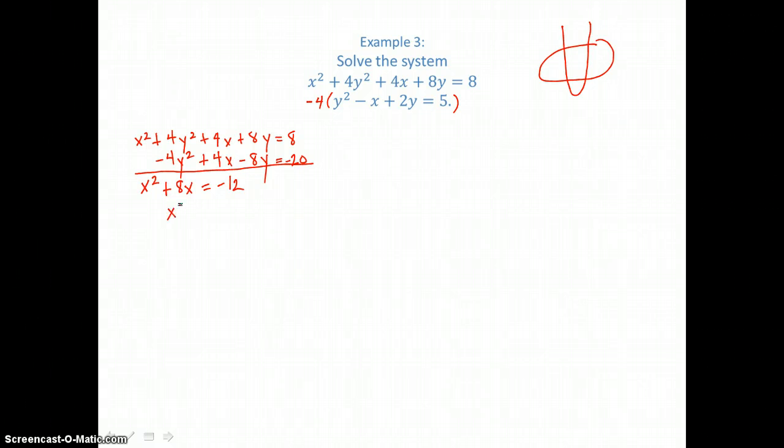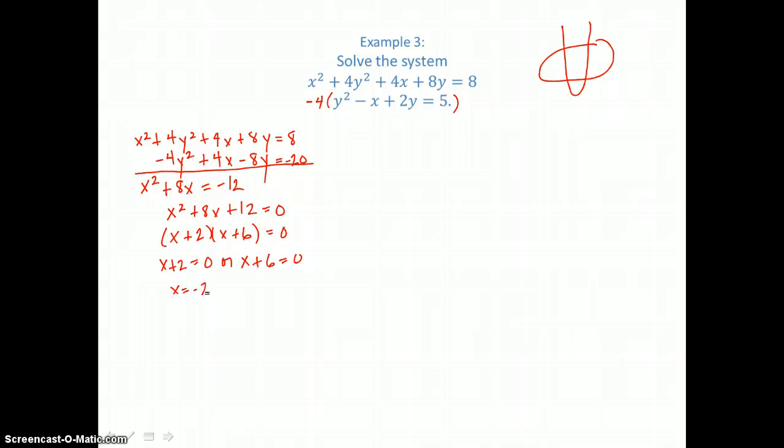Okay, so getting this equation in standard form, adding 12 to both sides, and getting 0 on the right. Okay, and factoring this trinomial. Factors of x squared are x times x. Factors of 12 that add to give us 8 are 2 and 6. Again, make them both positive. So that positive 2x and positive 6x are positive 8x in the middle, and positive 2 times positive 6 is positive 12. Using the zero product property, set those factors equal to 0 and solve for x. We find out x could equal negative 2 or x could equal negative 6.